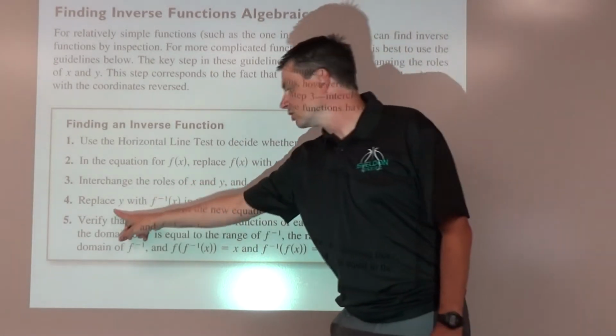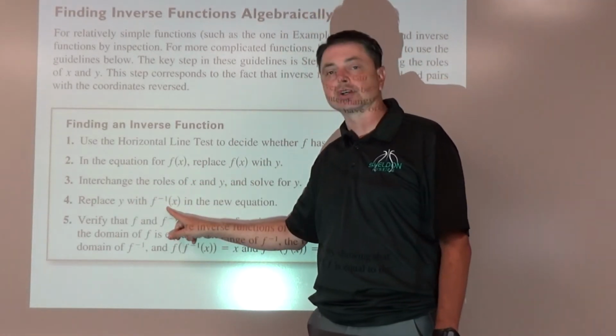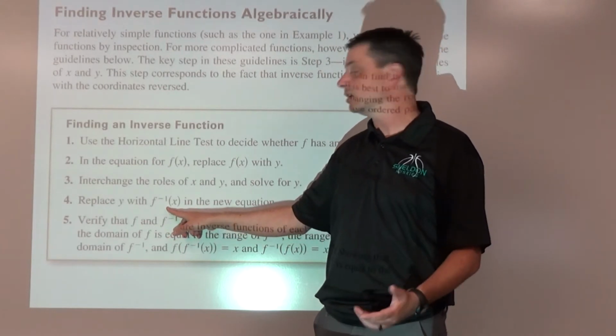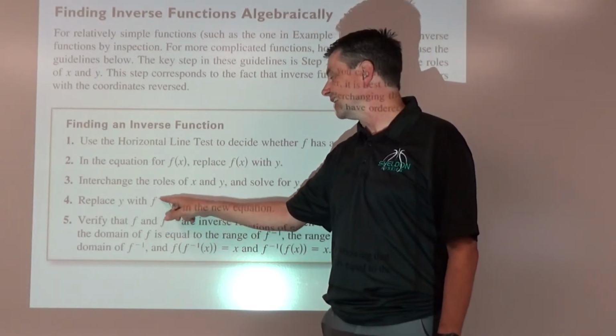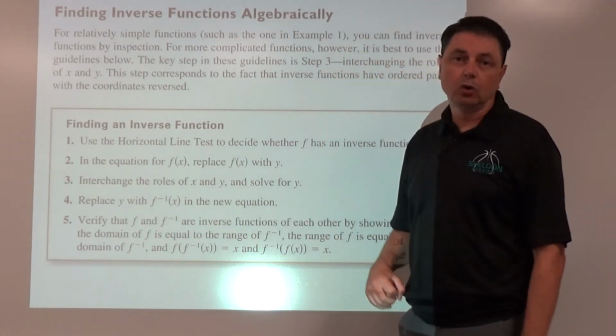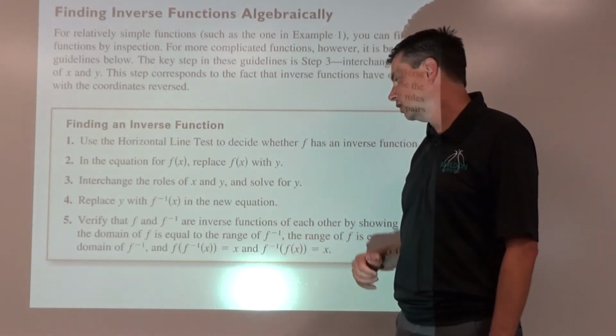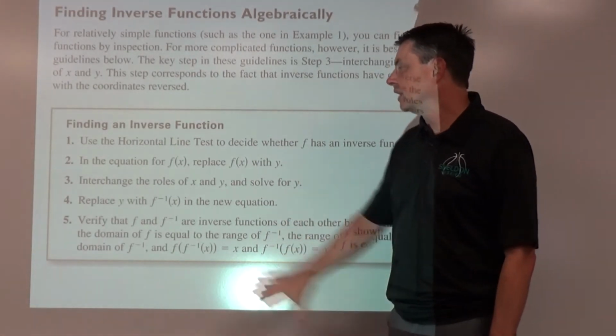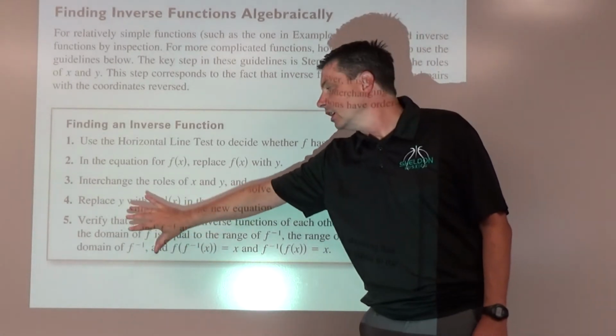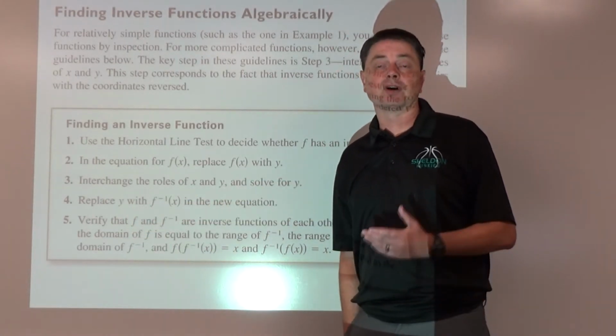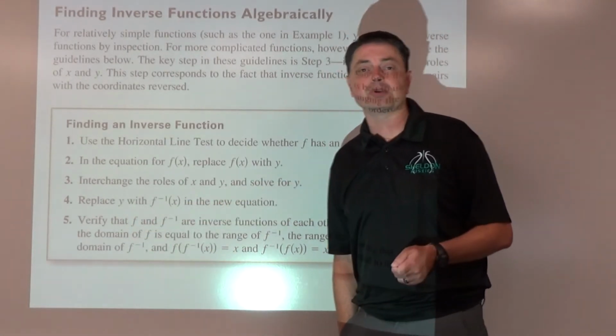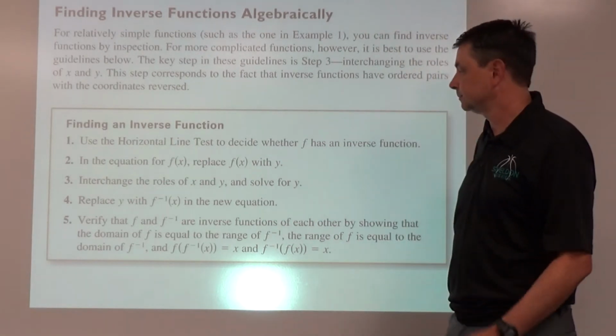Once we've got it solved for y, then we'll go back to function notation, but you have just found the inverse. So we're going to write it now as f inverse of x, or h inverse of x, whatever it was. And then lastly, if required, we can verify that the two functions are inverses by doing the composition both ways.